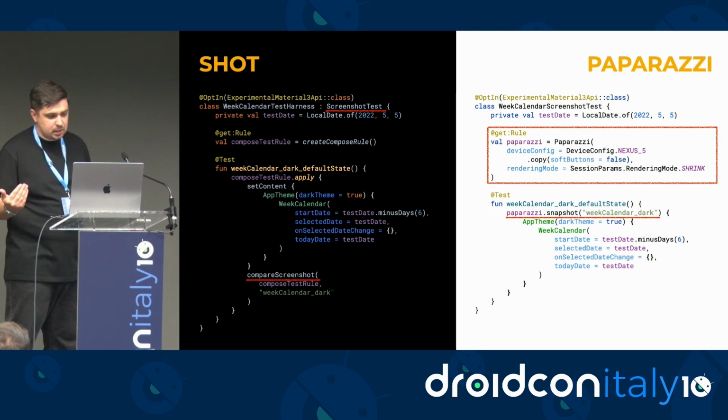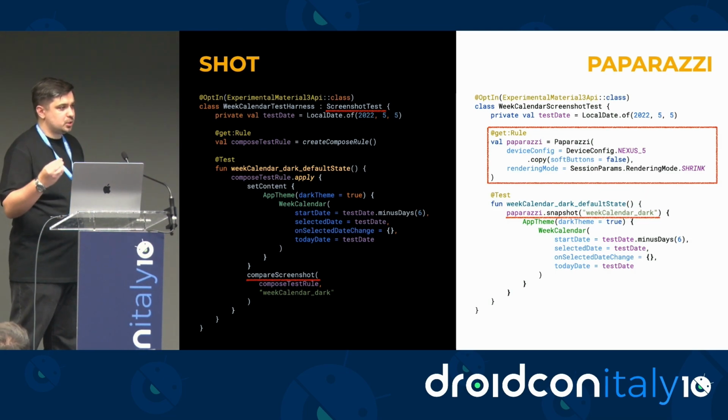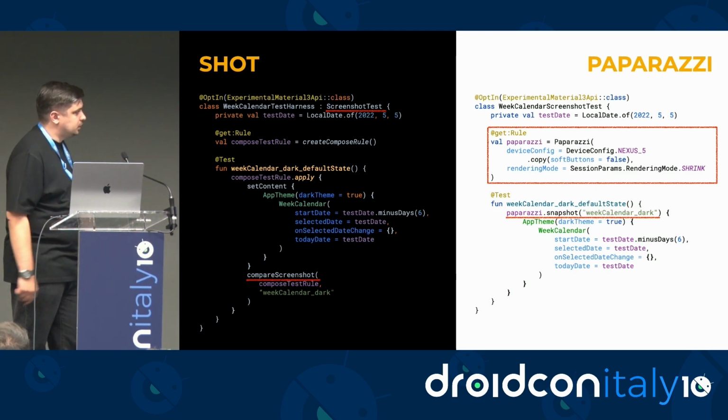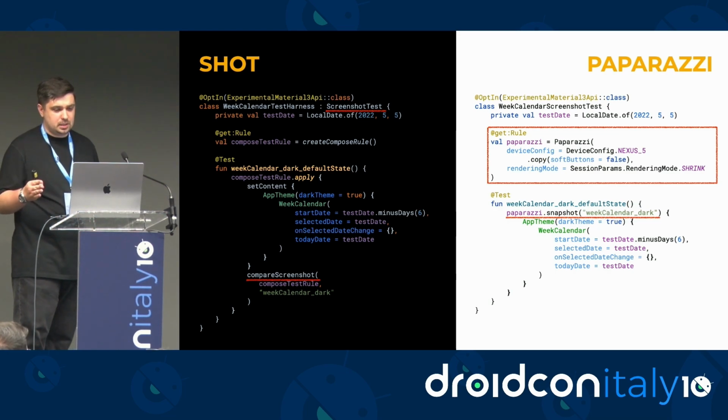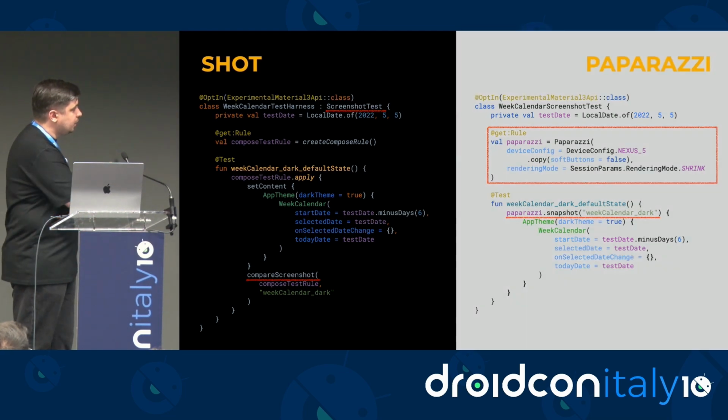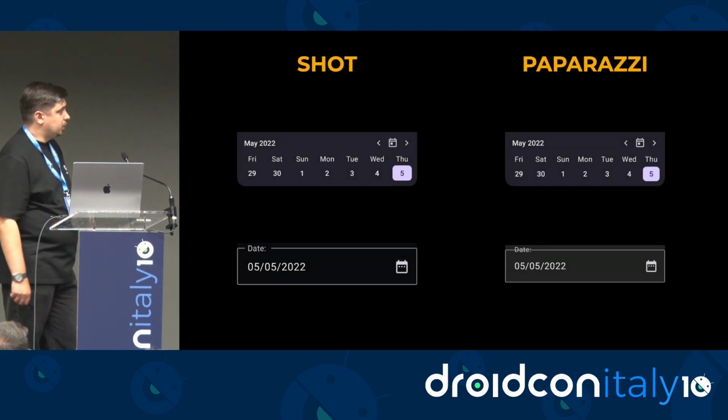First of all, it's not needed, but your device will always be the same because the device is kind of hard-coded in your tests. And later on, you have PAPARAZZI snapshots instead of compare screenshots. So the whole idea is the same here. And here is a couple of examples of how components for the same test render in two frameworks. Shot is an instrumentation test that uses a device, and PAPARAZZI is JVM.